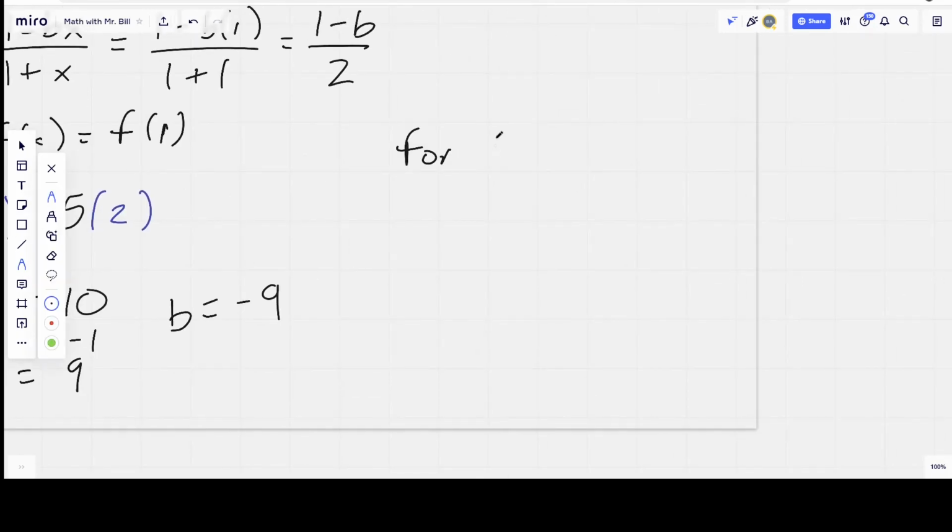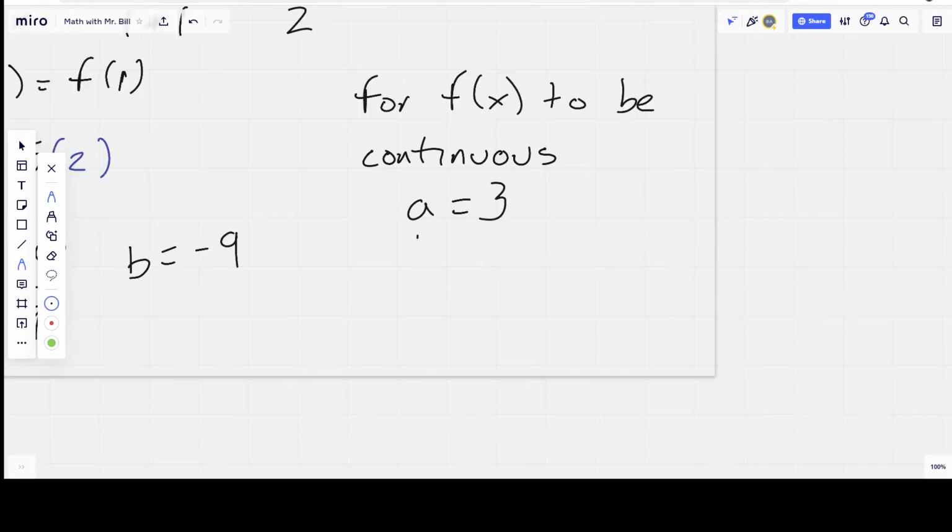So for f of x to be continuous, a has to equal 3 and b has to equal negative 9.